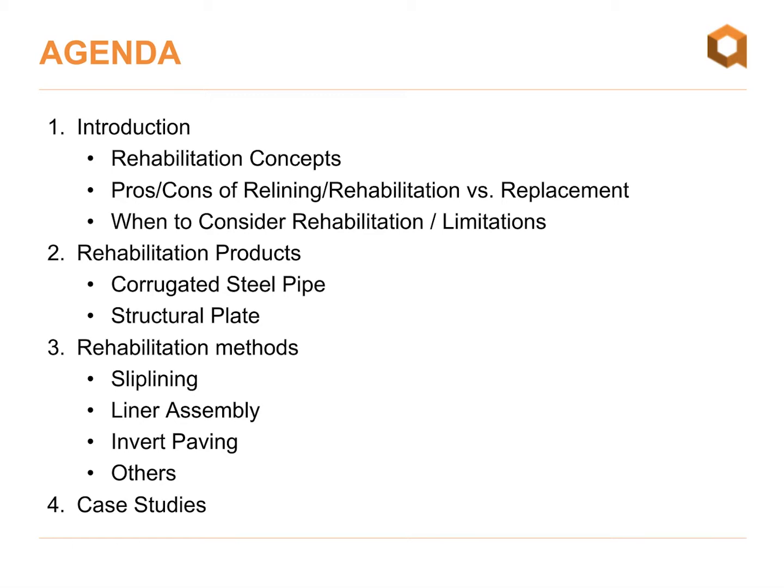So just a quick introduction or outline of what we'll be covering today. I'll give you a quick intro to rehabilitation concepts. We'll talk about essentially the pros and cons of relining or rehabilitation, when it's appropriate versus a full replacement. We'll then also consider the limitations to rehabilitation and when it would be required to do a full replacement. We'll go through some rehabilitation products. We'll go through an introduction to some corrugated steel pipe reline solutions, talk about our structural plate products as well. I'll go through some rehabilitation methods, and then I'll hand it over to Glenn to go through some fairly interesting case studies of some projects that we've done over the past couple of years.